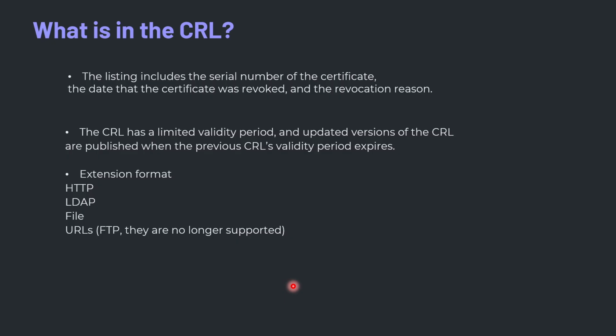Now the CRL has a limited validity period, and updated versions of the CRL are published when the previous validity expires. Now, what does this mean? Suppose some CRL is published today. So I got a CRL file today, or the new CRL file is placed at that location today. And when I'm accessing the site, I can see the certificate is good and all. But now tomorrow, if you consider tomorrow, the certificate is revoked.